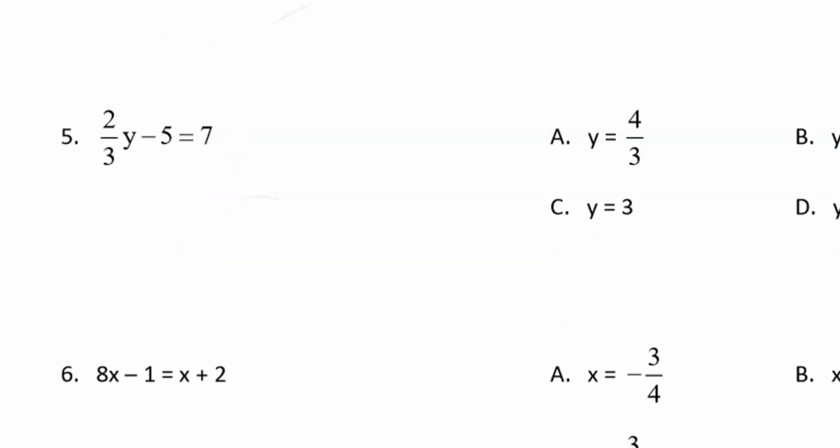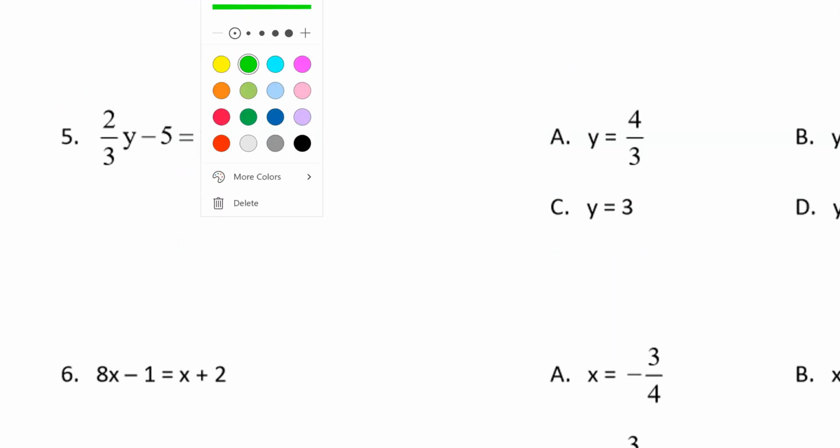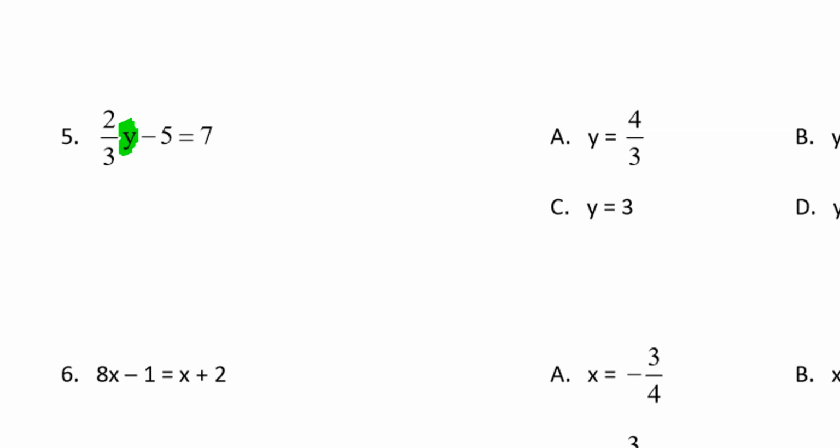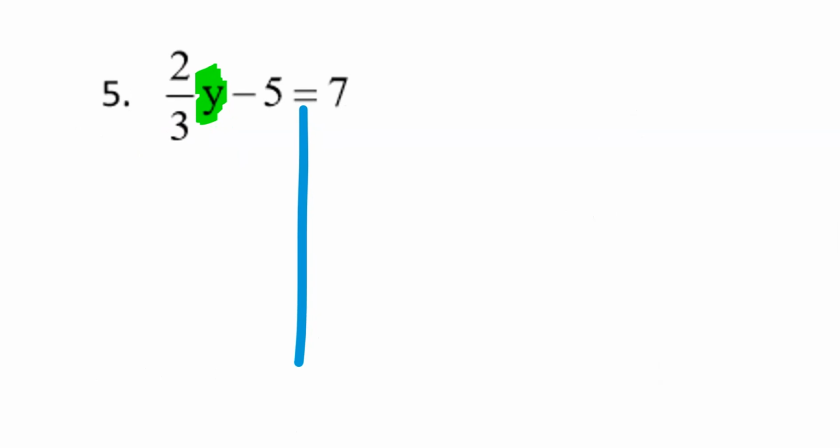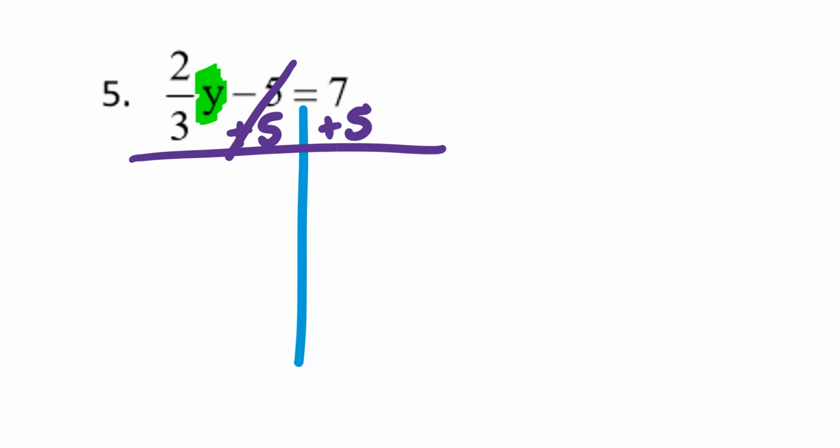Number 5. Okay, same thing, except this time we are going to solve for y. So there's y. And there's my line. Now I'm going to have a couple different steps before I'm done on this one. I have a couple things over here. I have the 2/3. I have the -5. The -5 is not attached to the y, so I'm going to work on that first. So opposite of -5 is +5. +5. So that goes away. I'm left with 2/3y equals 7 plus 5 is 12.